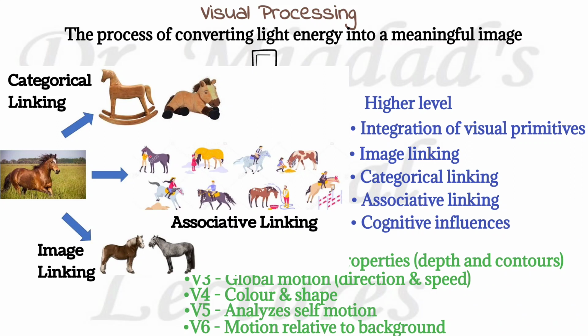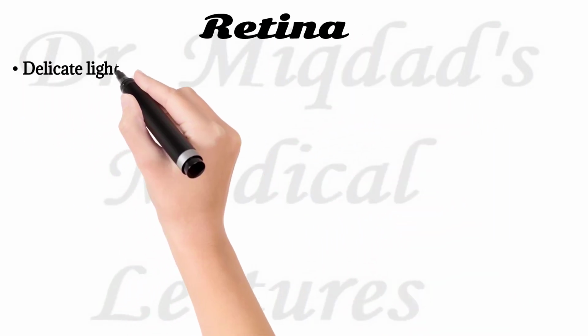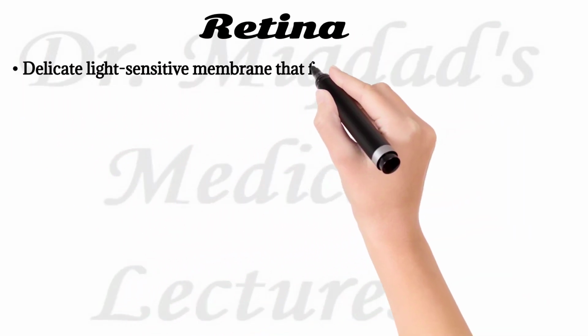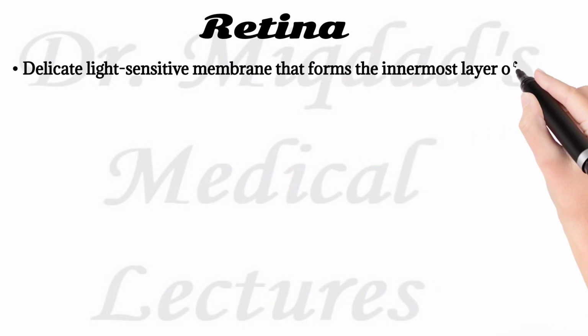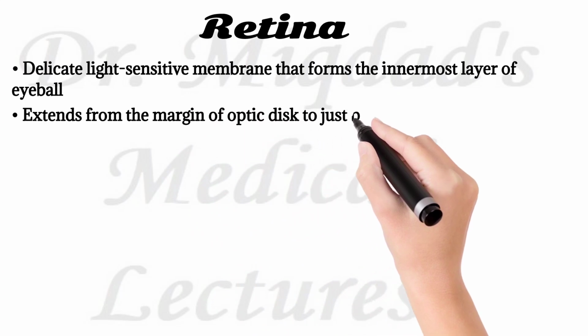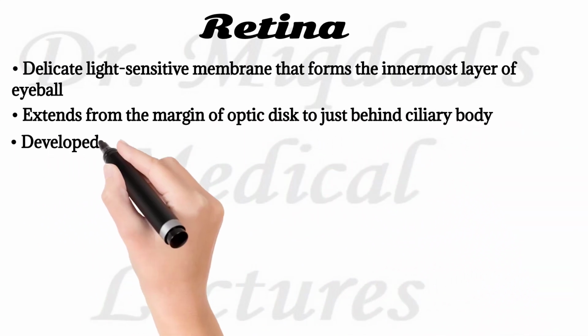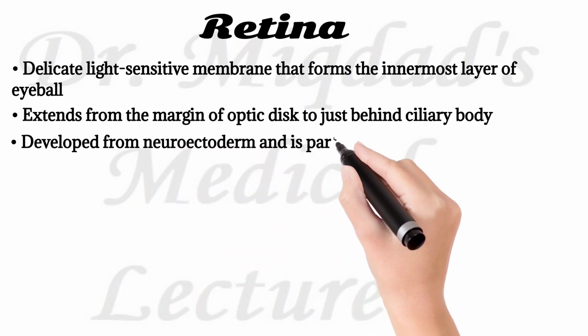Now finally, we come to the retina. So the first question is, what is the retina? It is a delicate light-sensitive membrane that forms the innermost layer of the eyeball. It extends from the margin of the optic disc to just behind the ciliary body. It is developed from neuroectoderm and it is part of the diencephalon.